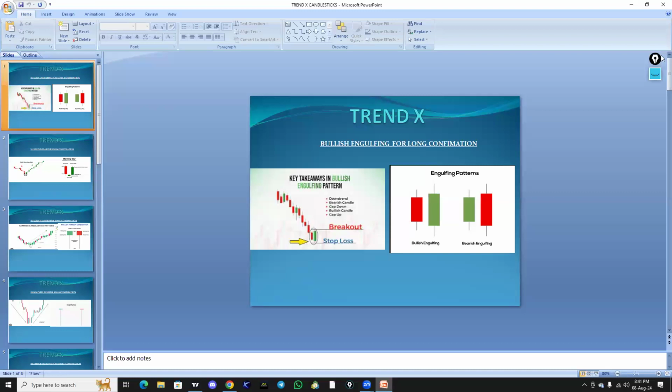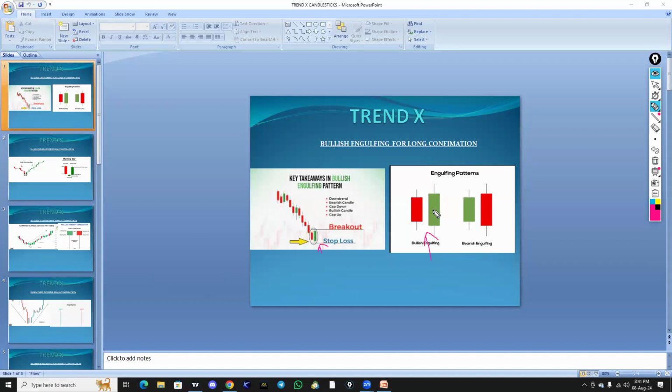So this is a bullish engulf. When candles are coming from R1 or below daily Trend X, then we are looking at long positions from daily S1 or the previous day low. Just now I showed you. So its candle should be like this. You can see this pattern.